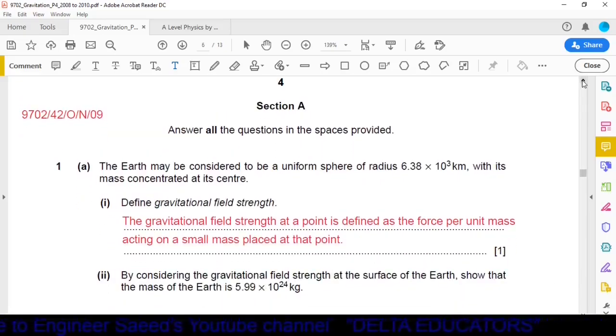Now next question, it is October/November 9, paper 4, variant 2. Question 1a. The Earth may be considered to be a uniform sphere of radius 6.38 × 10^3 km with its mass concentrated at its center. Define gravitational field strength. The gravitational field strength at a point is defined as the force per unit mass acting on a small mass placed at that point.